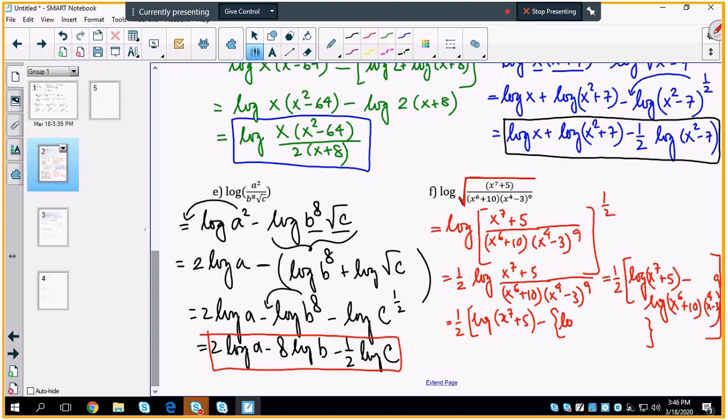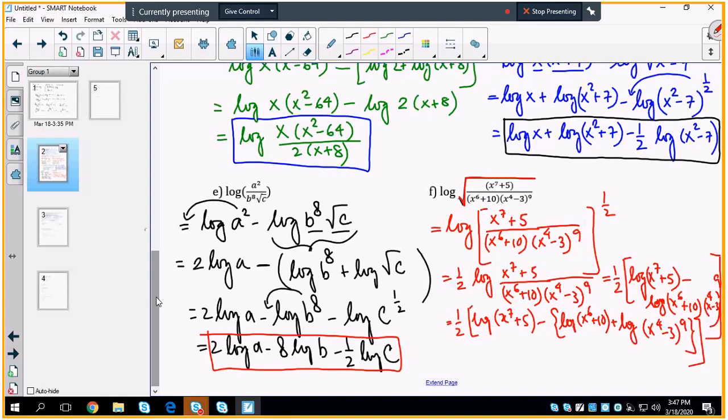So I can get log of the first one, which is x to the power 6 plus 10. Product rule, so you will get plus log of the second term, which is (x to the power 4 minus 3) whole to the power 9. And then I close my bracket.